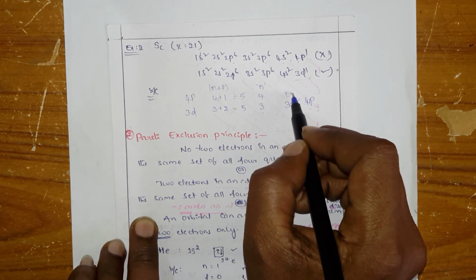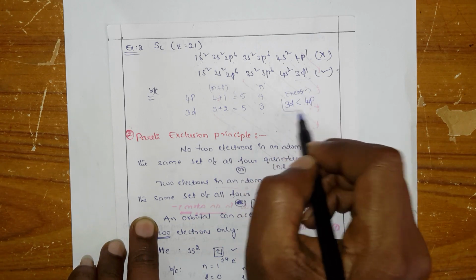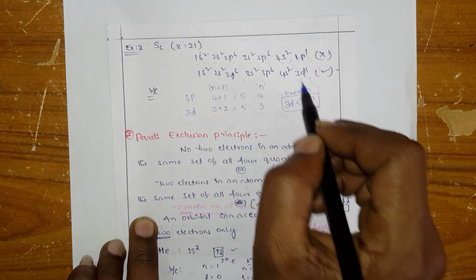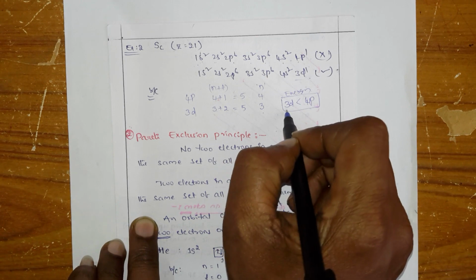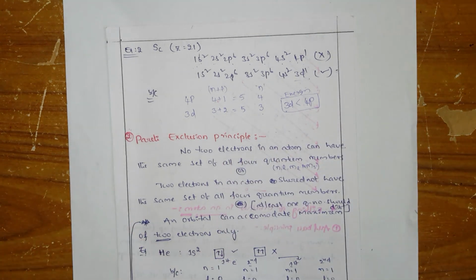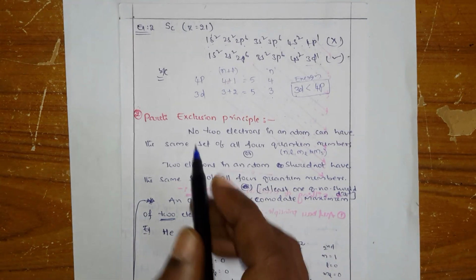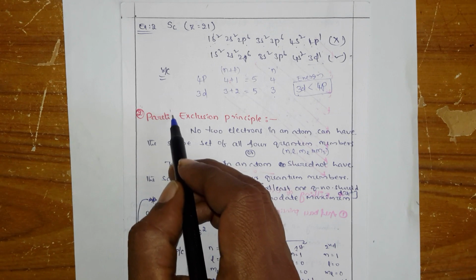Okay, this is the energy order. So 3d has less energy. That means the electron will enter into the 3d first. Next is the 4p. So this is all about the Aufbau principle. Next is the Pauli's exclusion principle.